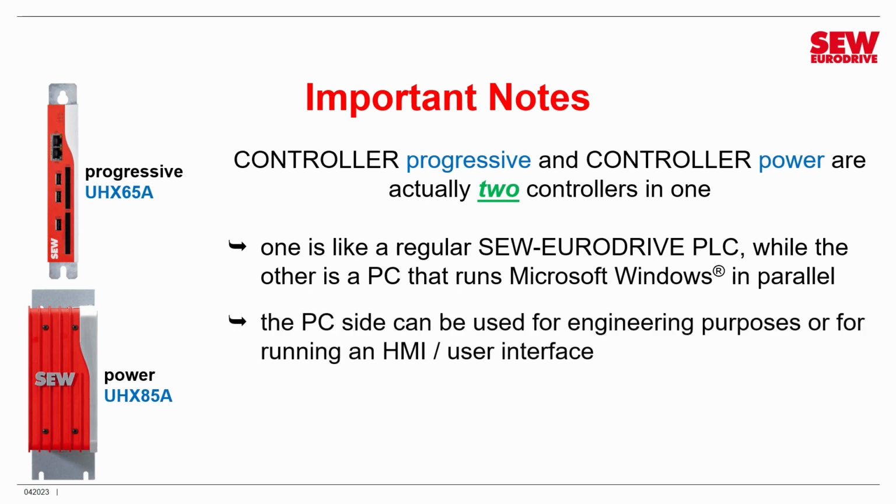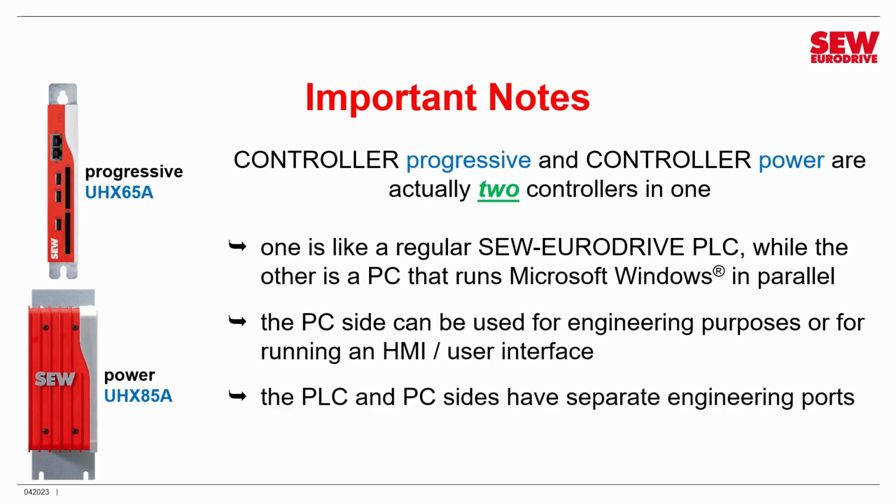Well, a couple reasons. You could use the PC side for engineering. You could actually put a copy of MOVI-C in there and use it to engineer your system. Or it could run an HMI, a human-machine interface, a user interface of some kind that maybe drives a screen and gives you a graphical display, maybe with a touch screen that you could control. This just gives you extra capability for sophisticated machines where you want to have that extra computing power.